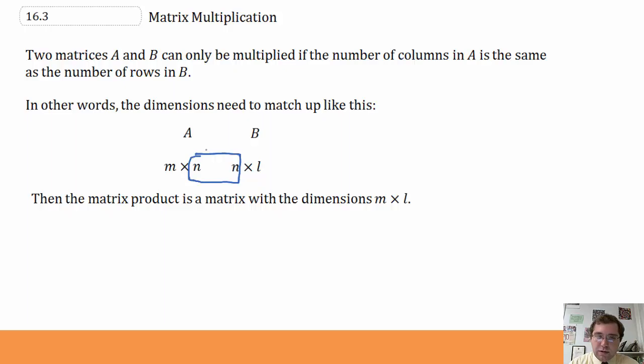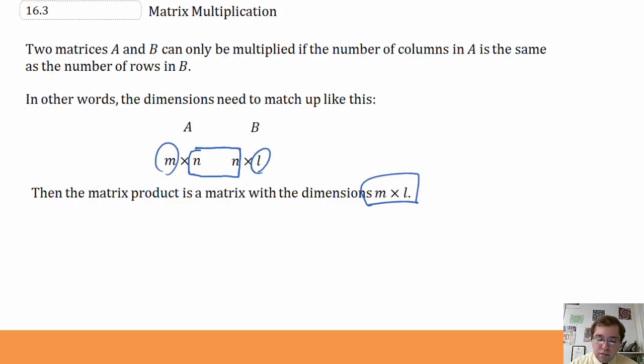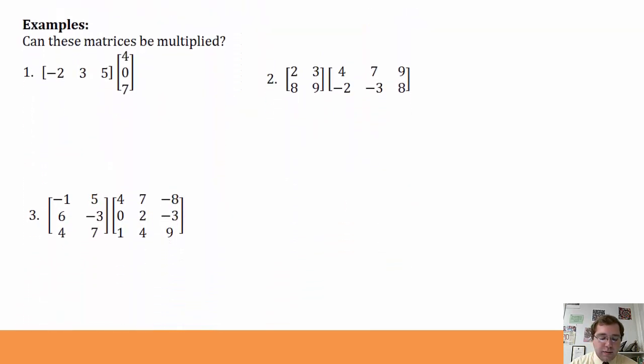If those two middle numbers are the same, then we can multiply A and B, and the product that we get will be a matrix of the size m by L, the two outside numbers. Only if those two middle numbers are the same can we multiply them.